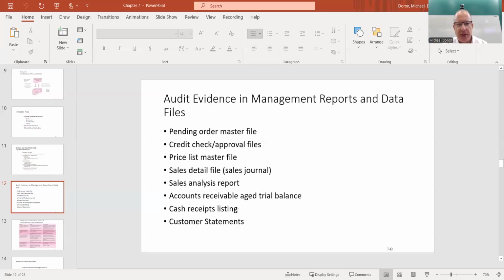Okay, cash receipts and customer statements. So these are all standard files that the client should have. You just ask for them and they can give them to you, no problem.